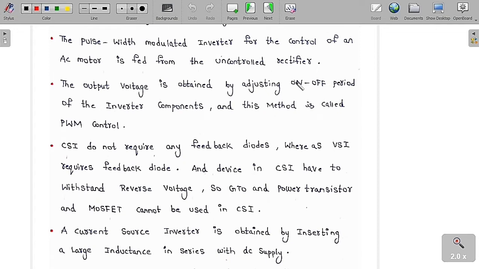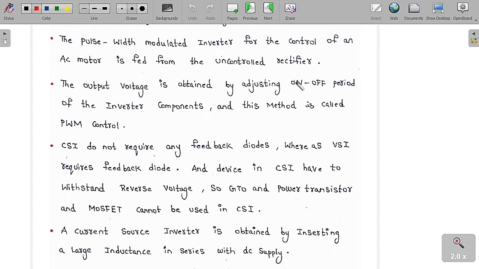So with the help of an uncontrolled rectifier we are going to get the AC to DC. Then this DC we are going to give to the pulse width modulated inverter. Then we are going to generate the AC, and the AC is used for the AC motor. So the pulse width modulated inverter for the control of an AC motor is fed from the uncontrolled rectifier.